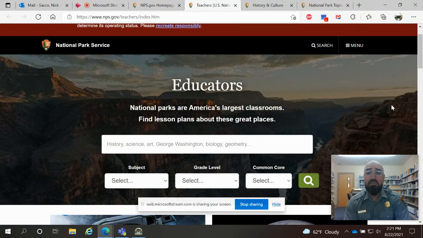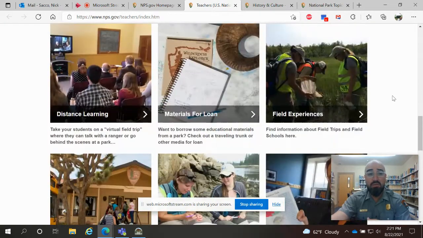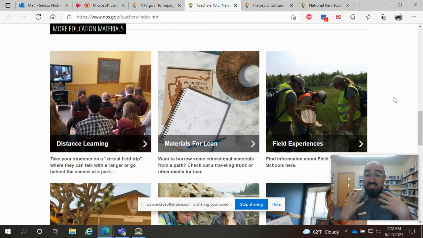And from there, you can search a whole host of different educational materials. So, for example, there are distance learning programs where a ranger will interact with students virtually in real time. That can take the form of a field trip of a particular NPS unit. It could also take the form of a specific lesson. For example, here at the Grant Historic Site, we have a program about the history of slavery in St. Louis that is considered a distance learning program.